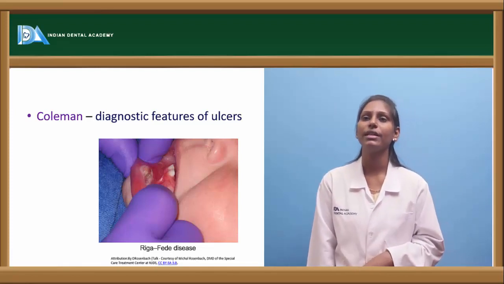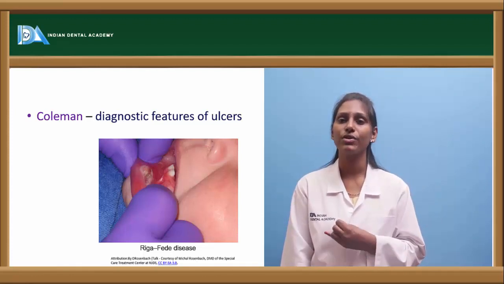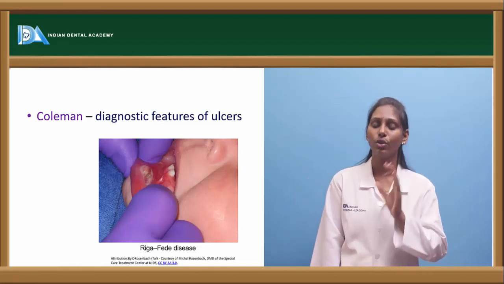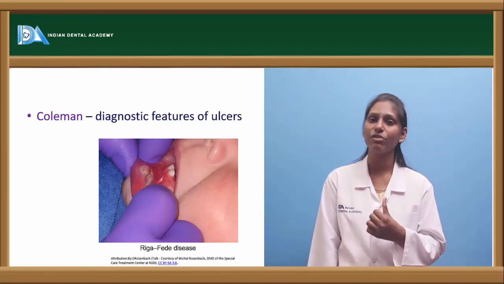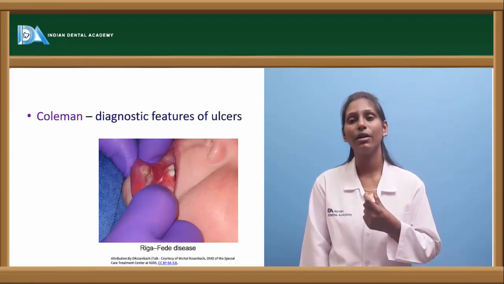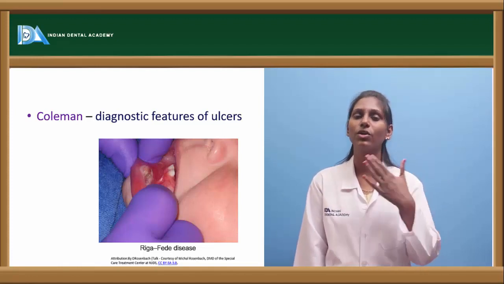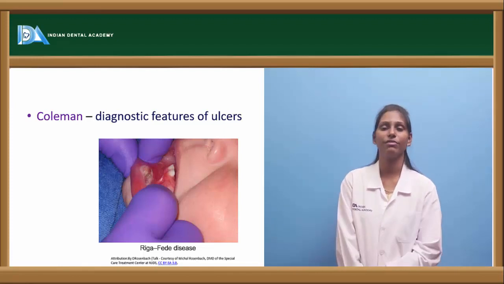Next, we have certain diagnostic features of Colyer where we have to check for size, we have to check for shape of the ulcer, also check for the location of the ulcer, also check for the various features like the edge of an ulcer, margin of an ulcer, base of an ulcer, and also the floor of an ulcer. So based upon these findings, you come to a provisional diagnosis. These are the Colyer diagnostic features of ulcers.